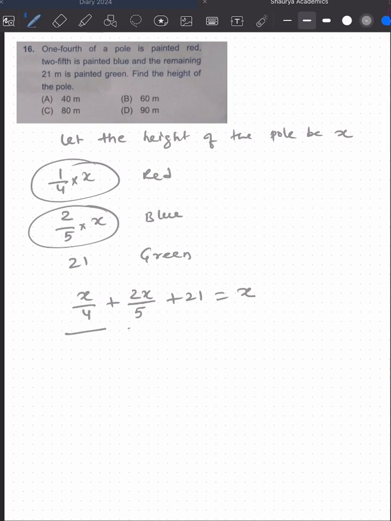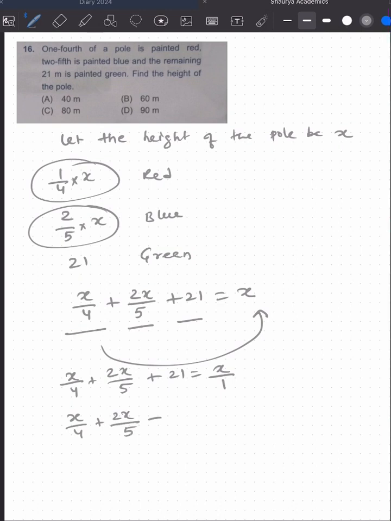So this was the first part, this was the second part, and the third part. Adding them all should give you the height of the pole, which is x. So essentially we just need to solve this. So this will become x/4 plus 2x/5 plus 21 is equal to x upon 1. So we'll bring the x on this side. x/4 plus 2x upon 5 minus x upon 1, because this x coming to this side will become minus, is equal to 21 will become minus 21 here.